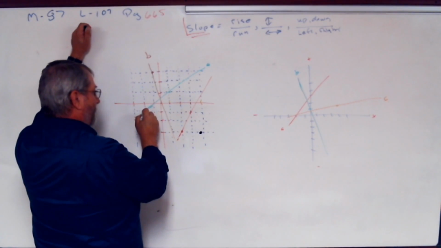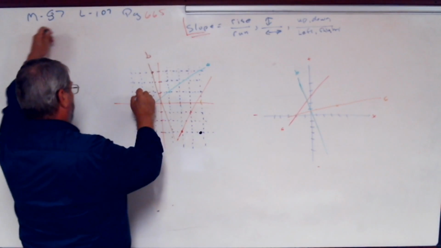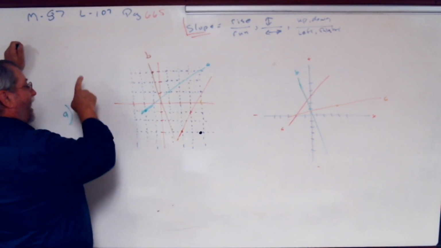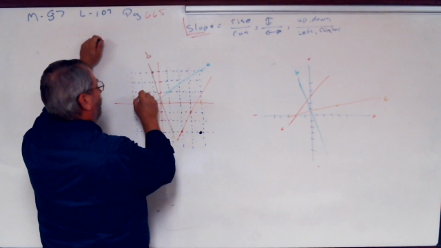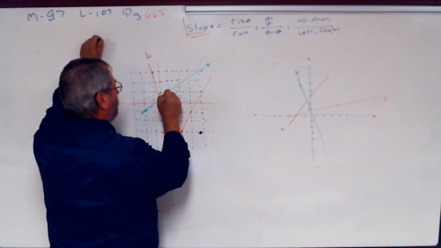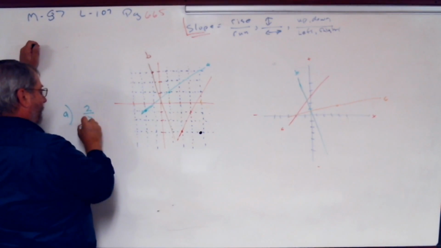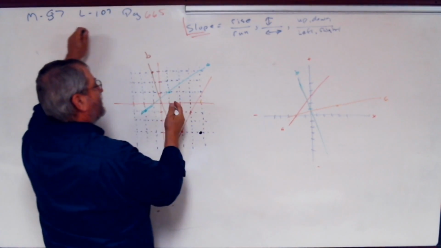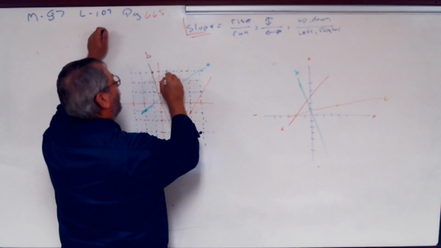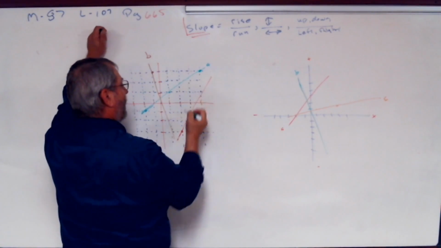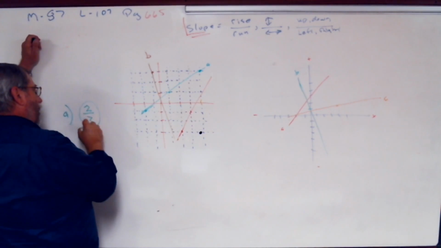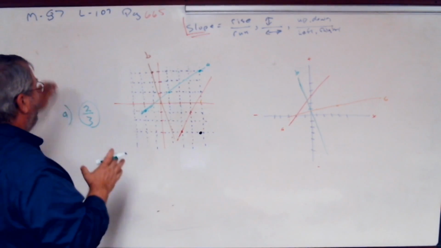So I'm going to go straight up. I'm going to go 1, 2. That's 2 up, positive. From here, I'm going to go 1, 2, 3, and I'm back on the line. If I kept going, I'd go up 1, 2, then 1, 2, 3, and I'm back on the line. The slope is 2 over 3.